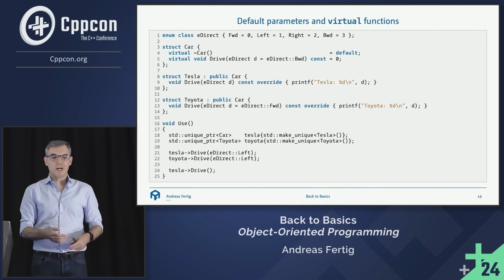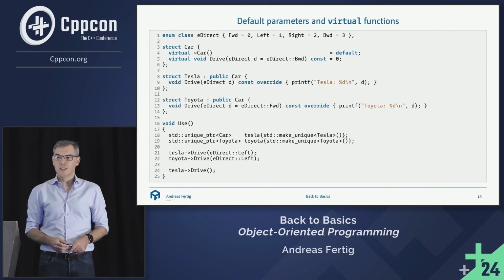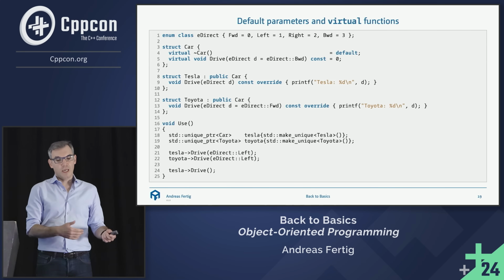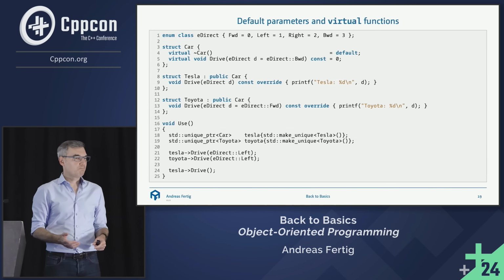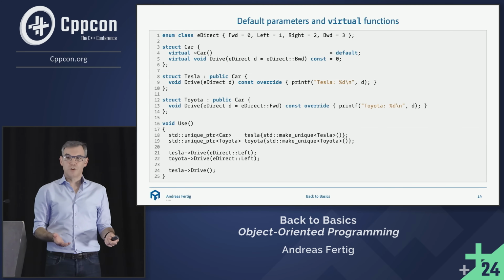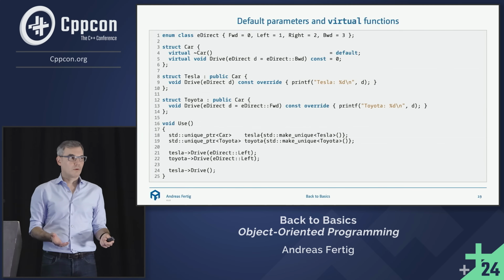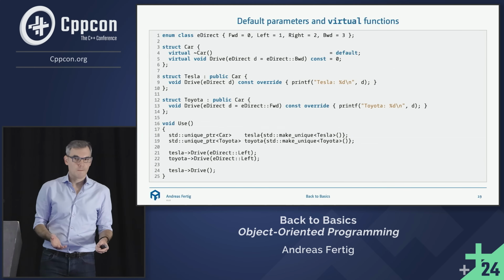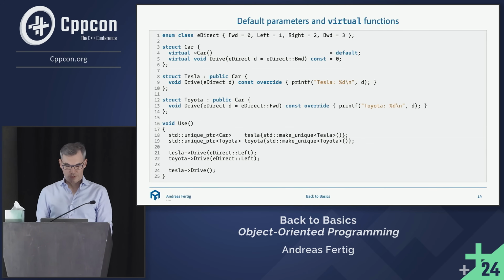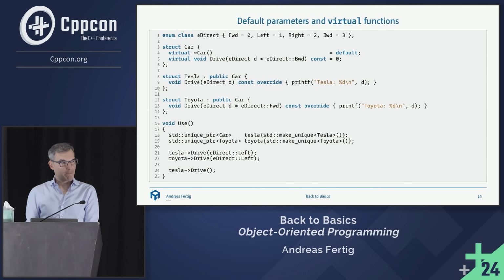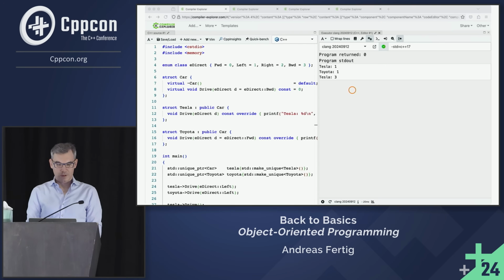And then I let the 2 drive here, I let the Tesla and the Toyota drive left, and I'll let the Tesla drive without any arguments, letting the default arguments kick in. Which direction does the Tesla take? In the last line. You can also say which direction you want it to take. It's fine. Are you ready?